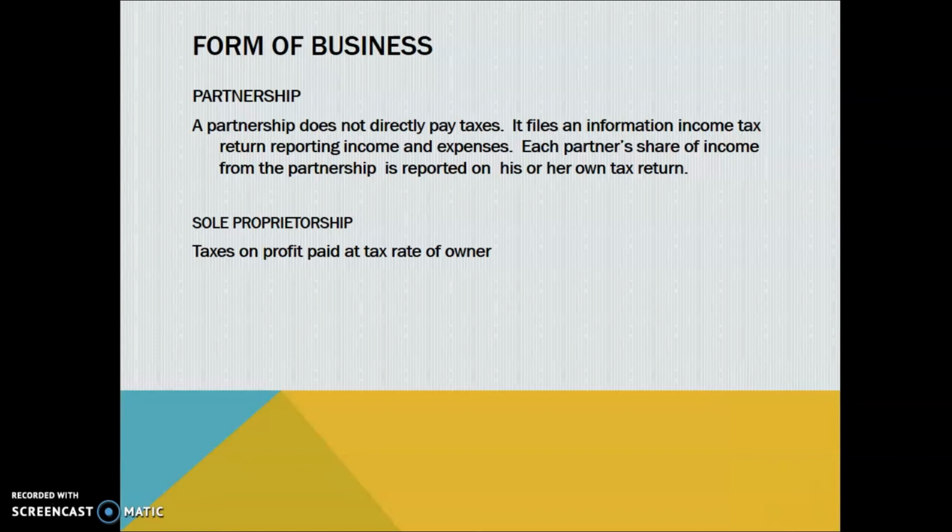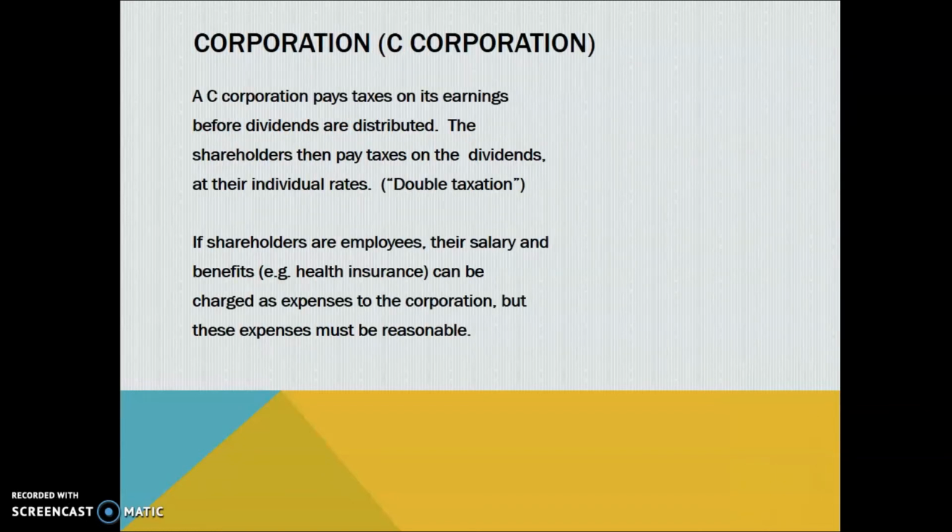For the form of business, we have partnership. A partnership does not directly pay taxes. It files an information income tax return reporting income and expenses, where each partner's share of income from the partnership is reported on his or her own tax return. Next, we have sole proprietorship, where the taxes on profit are paid at the tax rate of the owner.